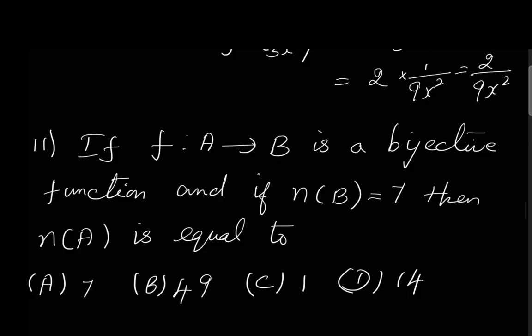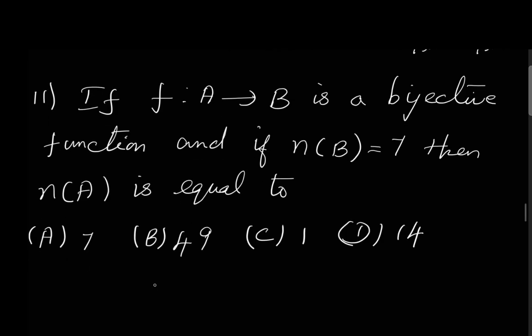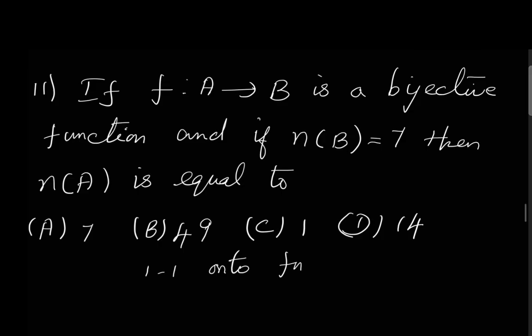See the next question. See the 11th sum. If f from A to B is a bijective function, and if n of B is equal to 7, then n of A is equal to. It's given a bijective function. That means it is a one-to-one onto function. One-to-one function: each element in the domain A has distinct images in the codomain B. So it's given n of B is equal to 7, so n of A must also be 7. It is also an onto function.